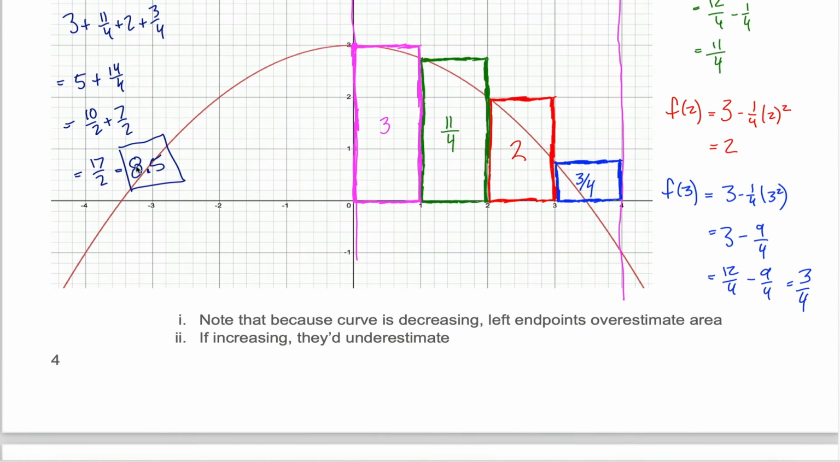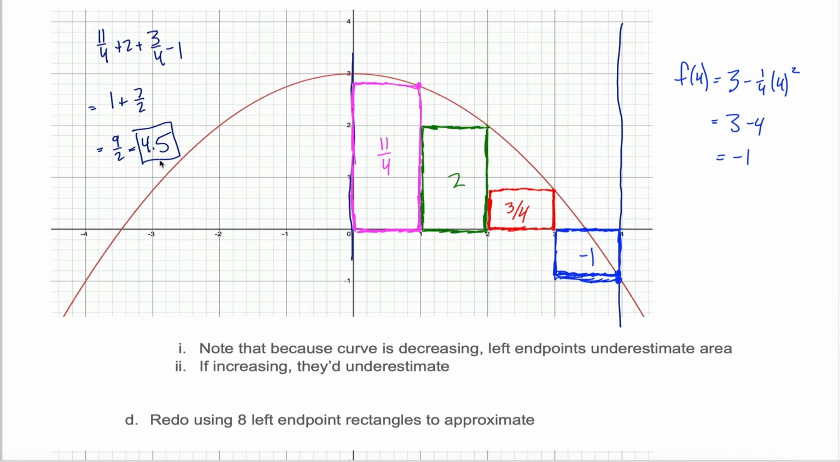We know that 8.5 must be an overestimation because this curve is decreasing from 0 to 4. And we know that 4.5 must be an underestimation because the curve is decreasing from 0 to 4. When you're using right endpoints and the curve is decreasing, the area that you get will always be an underestimation. We're always going to be missing some area in here because the heights of the rectangles will be less than the heights of the curve over those intervals.